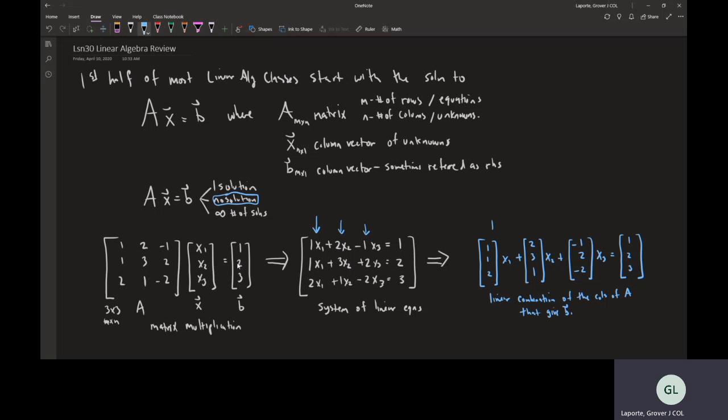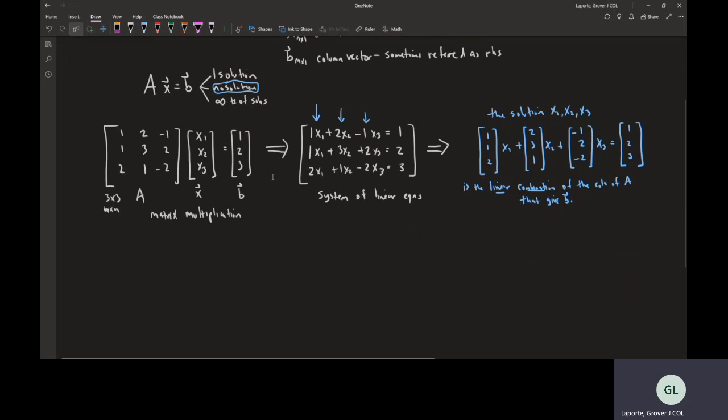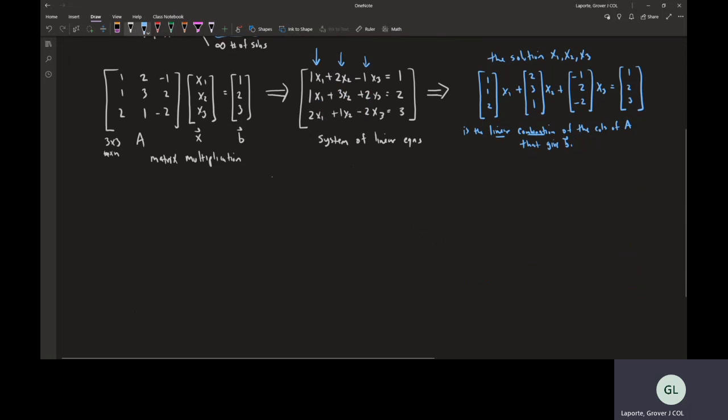So in this case, the solution x1, x2, and x3 is the linear combination of the columns of A that give B. So it's another way of looking at exactly the same problem, and it's very important that we understand this way of looking at it as well. Okay, the next part is let's talk about what linear combinations are real quick.